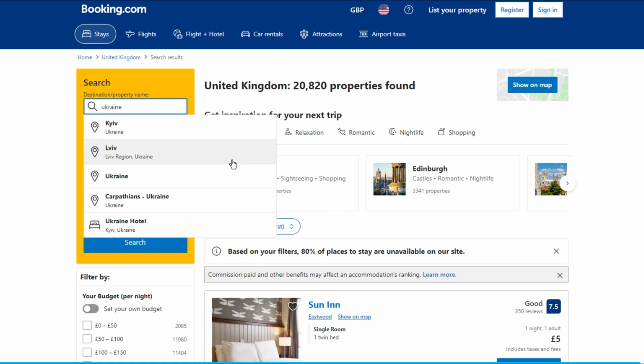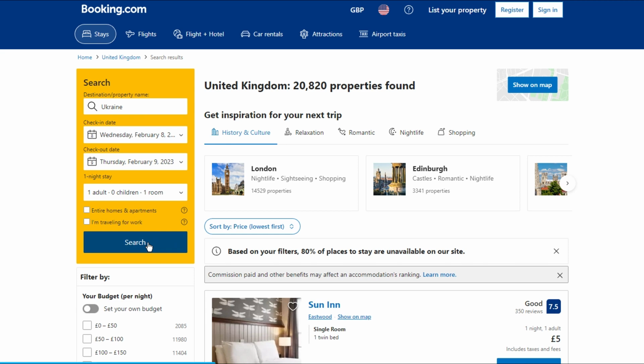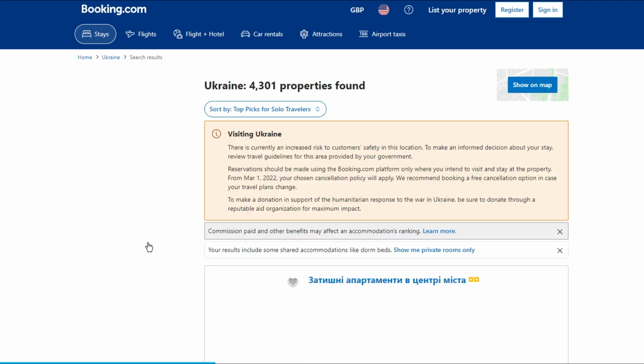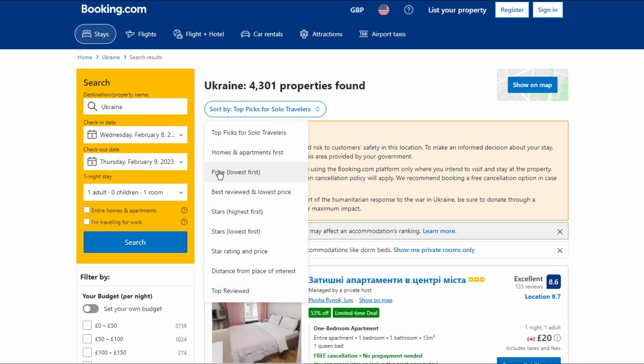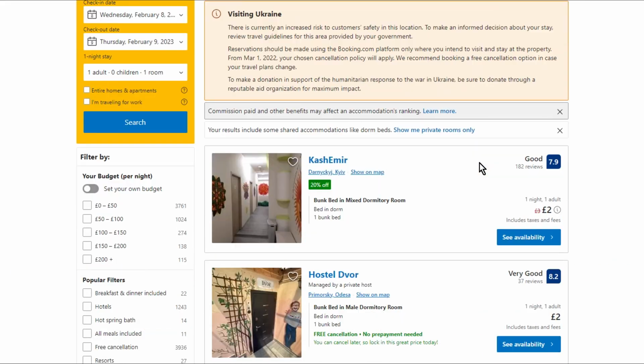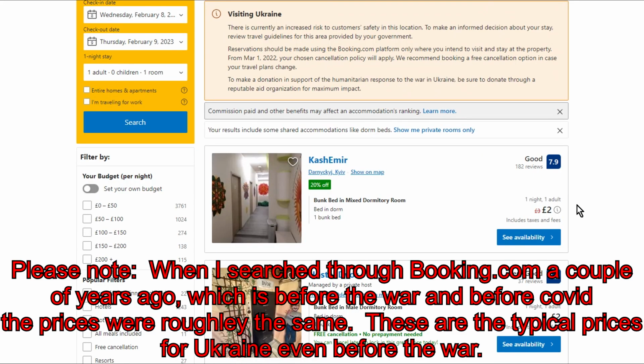Now, Ukraine is a really epic country, one of the best countries I've been to. Really sad to think about what's going on in Ukraine at the minute. Ukraine has incredibly cheap places, so we go lowest price first. We can take a look. Your cheapest one is £2 a night. That gives you an idea of Ukraine prices.